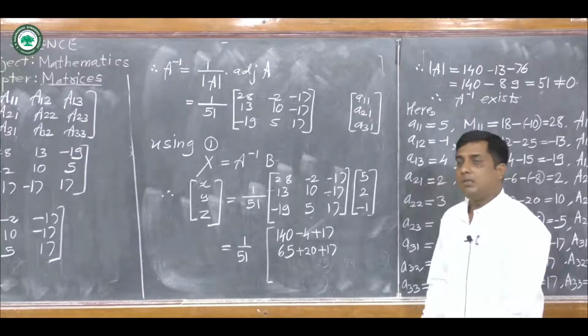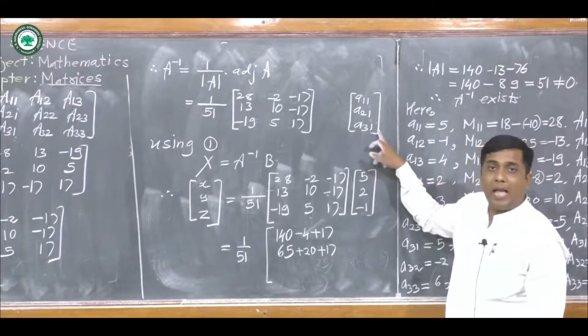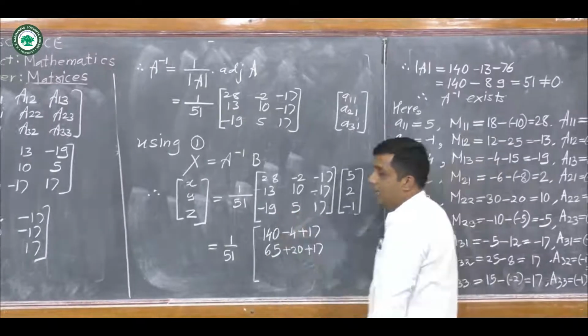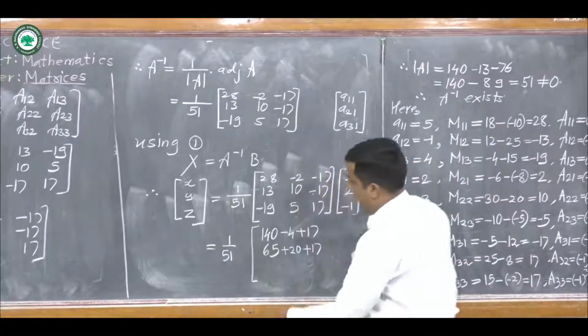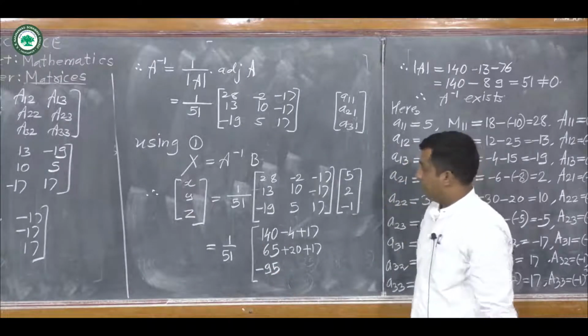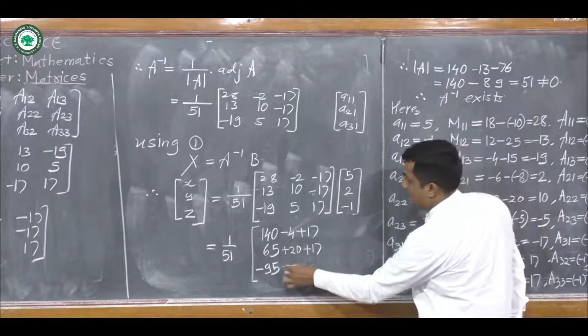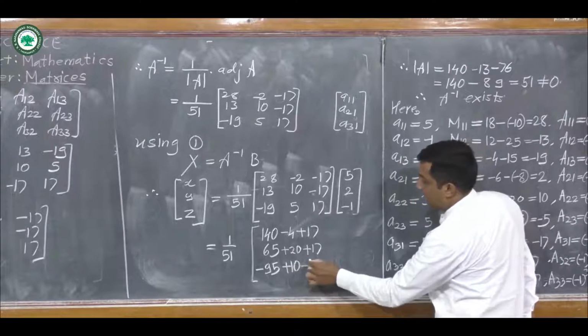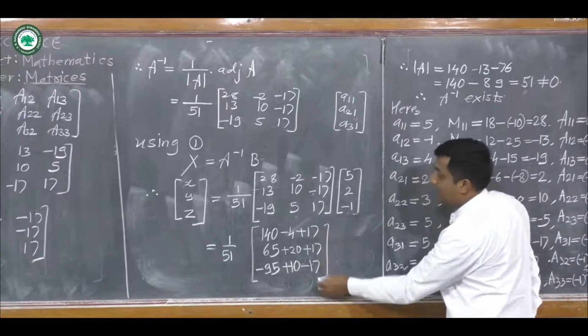Then for the last element we consider the third row and first column. So minus 19 into 5 is minus 95. Okay, then 5 into 2 is 10, so plus 10. Next, 17 into minus 1 is minus 17.